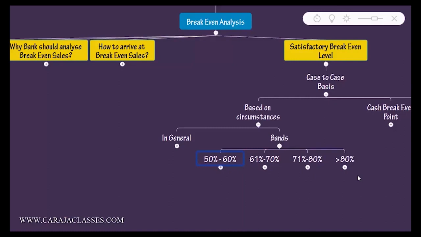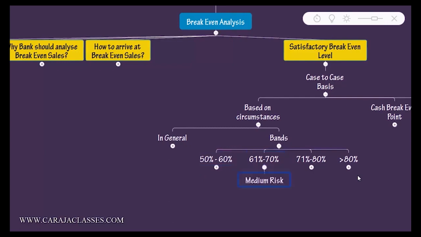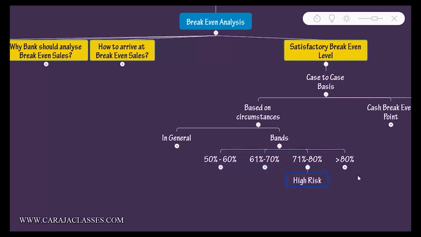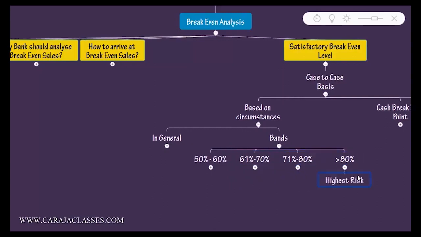Okay. So if the break-even sales is within the range of 50 to 60%, then we can say there is low risk. If it is in the range of 61 to 70, medium risk; 71 to 80, high risk; above 80, highest risk; and in some cases above 85 will also be considered.